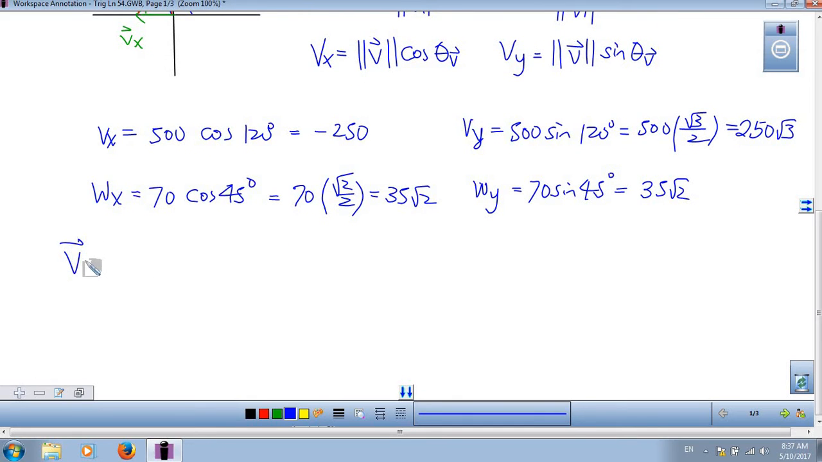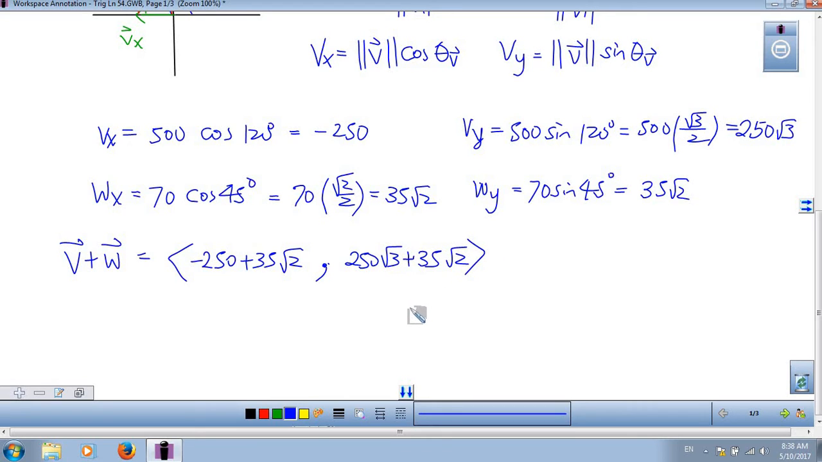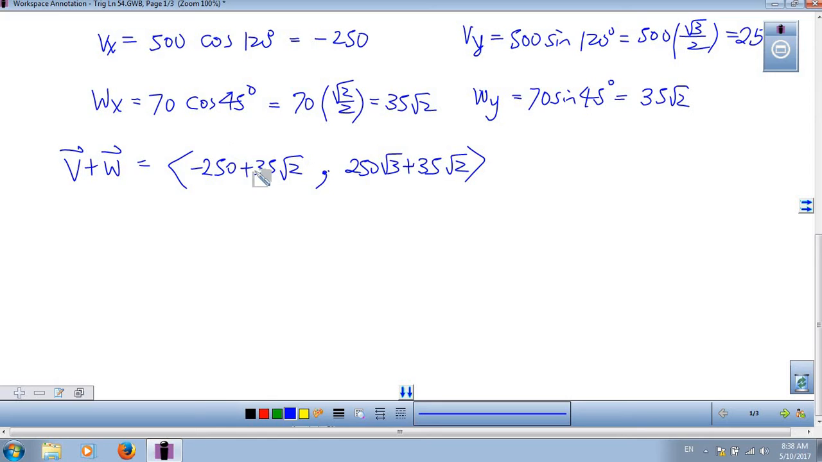Alright, so when we want to do v plus w, we will have to add the components together: the x component plus the x component, and the y component plus the y component. So this would be an exact answer of what the components of the resultant vector, v plus w, would be.